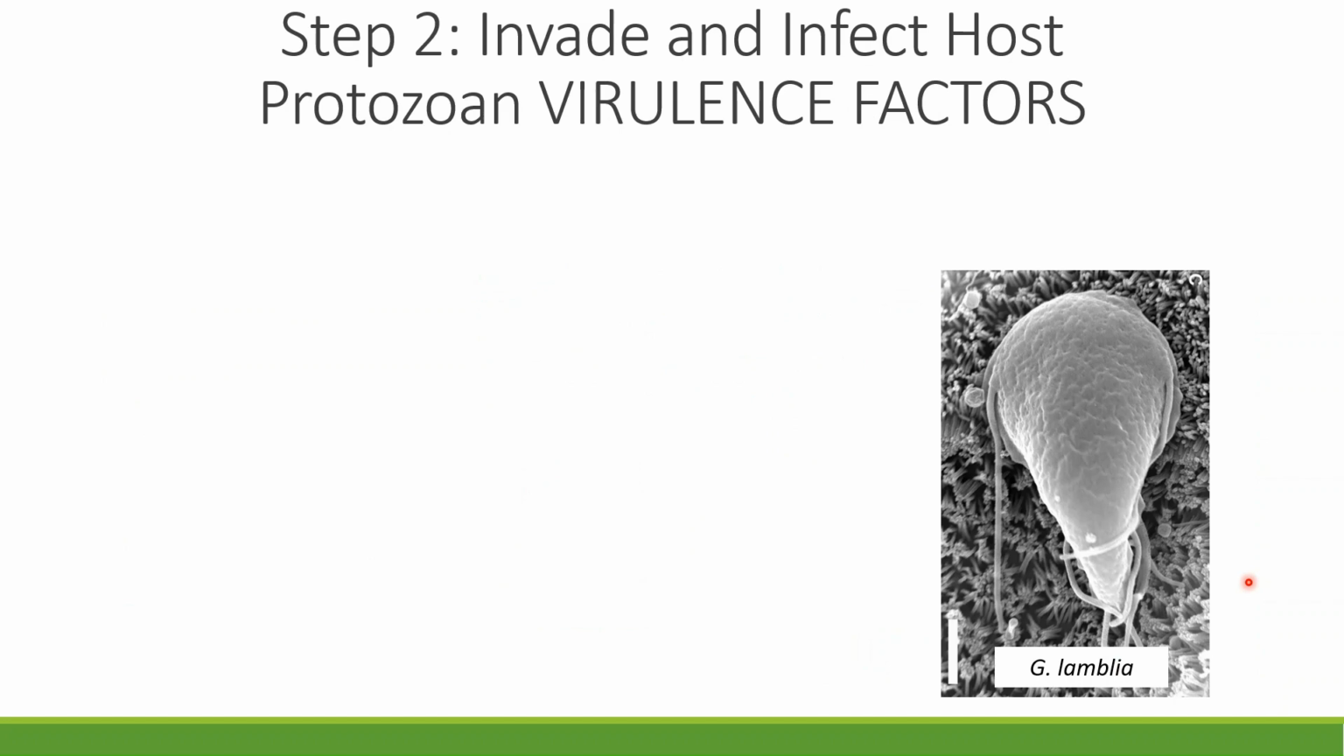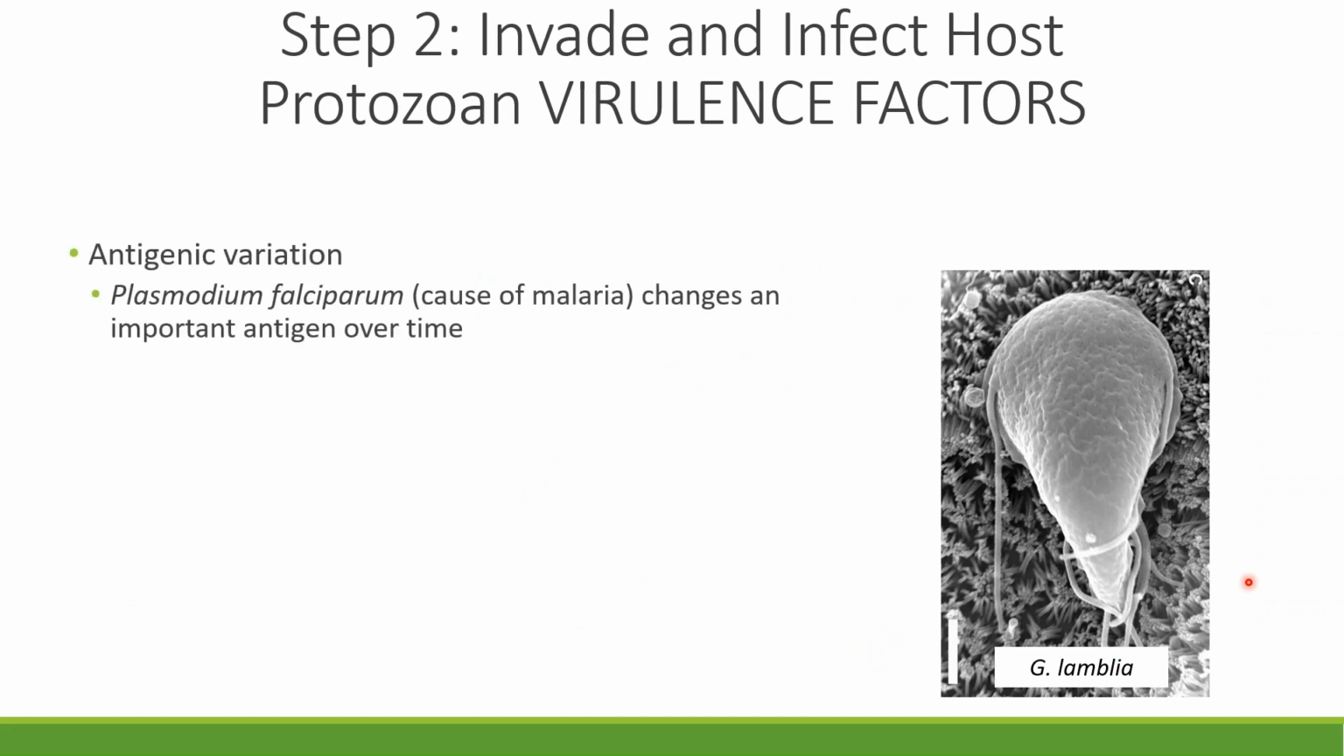All right, so let's talk about protozoan virulence factors here briefly. They can also go through antigenic variation, like I said. Giardia lamblia can, as well as a protozoan called Plasmodium falciparum. This is a very important one for you to be familiar with because this particular protozoan can infect your blood and it causes malaria. And it goes through antigenic variation over time. And this is why just because you got malaria once, it doesn't actually protect you from not getting malaria again.